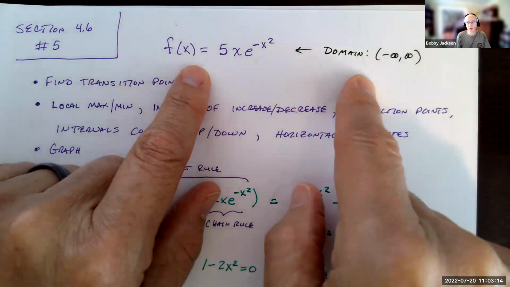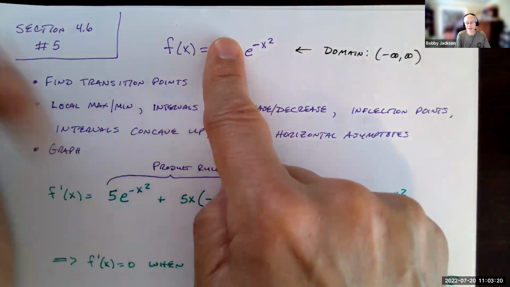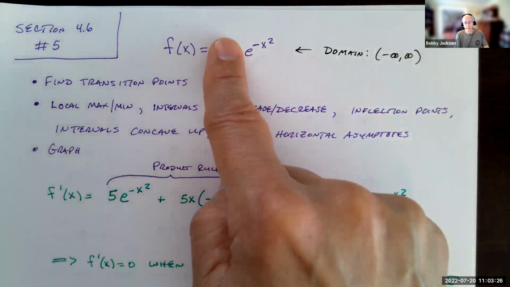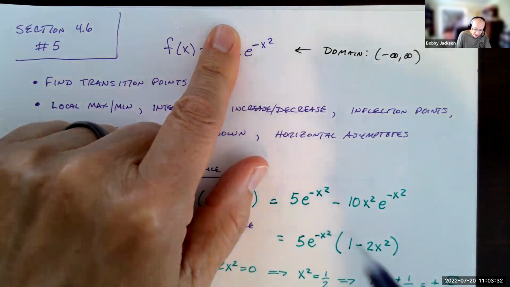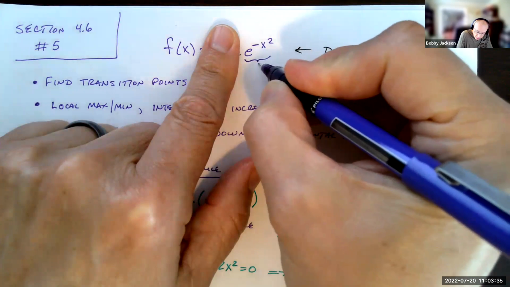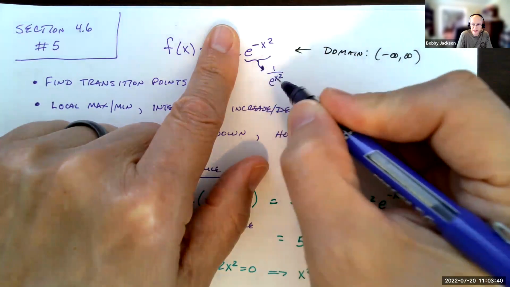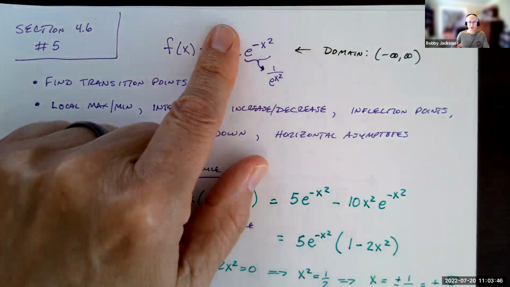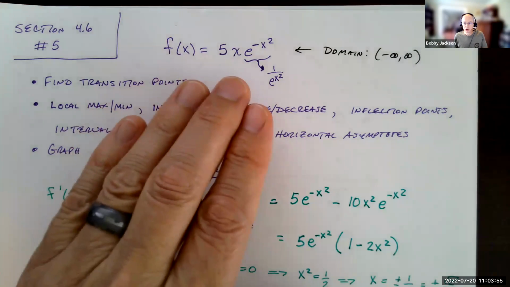Just have you note the domain is all real numbers, and the domain of any exponential function e to the x, in this case e to the negative x squared, is all real numbers because the output is always a positive number. Even though e to the negative x squared really is 1 divided by e to the positive x squared, we're still good because e to the x squared is never equal to 0. It's always going to be a positive output. The exponential function's range is values greater than 0. Okay. And then we multiply by 5x. So no problems there. Domain is all real numbers.